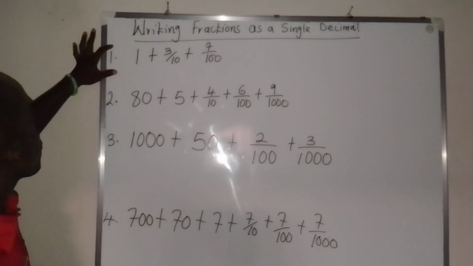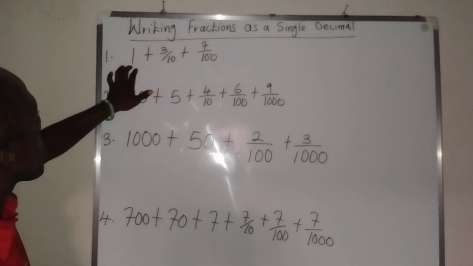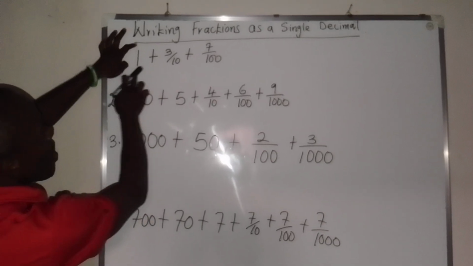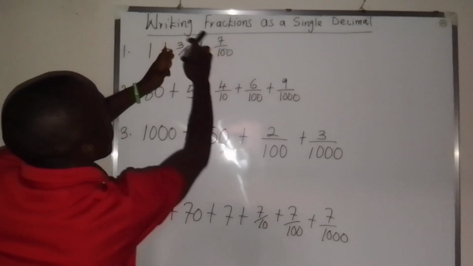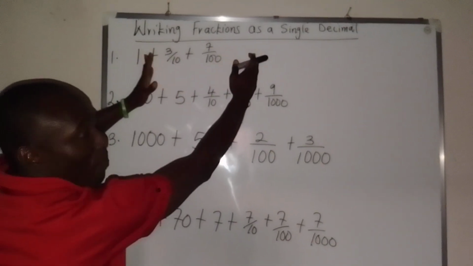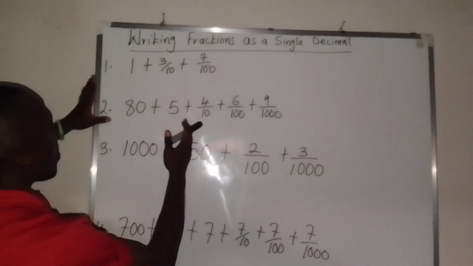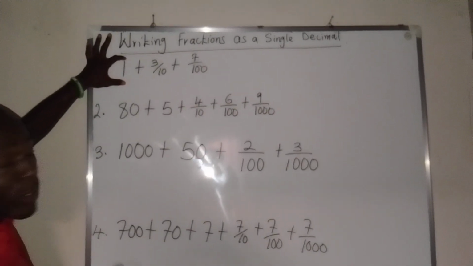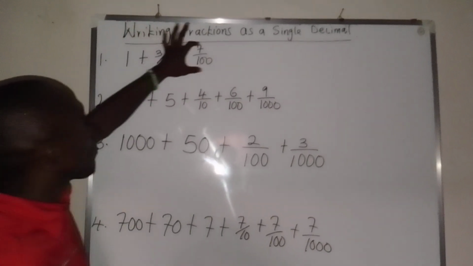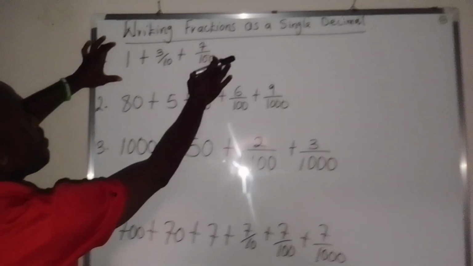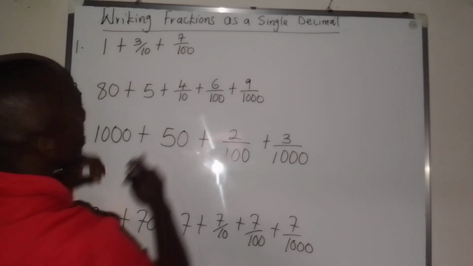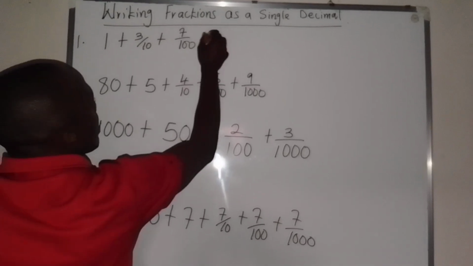Okay, in number 1, we have a whole number. A number standing alone is a whole number, while the ones that have "all over" are fraction parts. If you look at all these examples, you discover that there's a part that is standing alone. It's called a whole number, while these ones are fractions. So how do we write this expanded fraction as a single decimal? Okay, let's look at it.